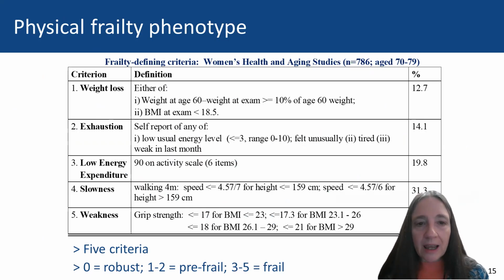So there's no need to look at the detail on the right part of the slide. You can pause the presentation and look at that in detail if you'd like. That's from the Women's Health and Aging Studies. But the 5 criteria, the 5 symptoms or signs manifesting supposedly as a syndrome for the physical frailty phenotype, are listed at the left. And so you can see weight loss, exhaustion, low energy expenditure, being slow, or manifesting weakness. 5 criteria. If a person has none of those criteria, they're labeled as robust, between 1 and 2 pre-frail, and between 3 and 5 frail.